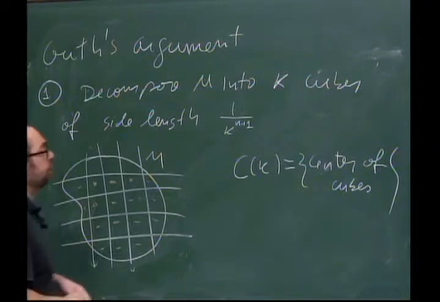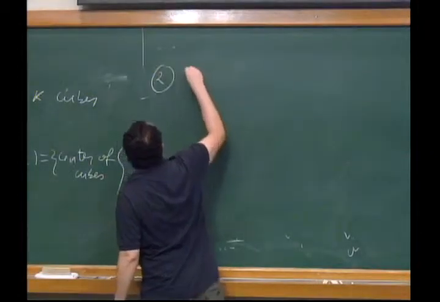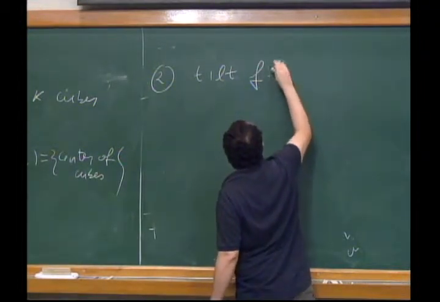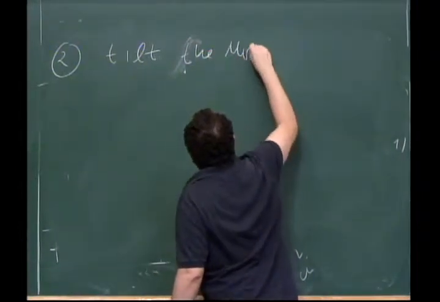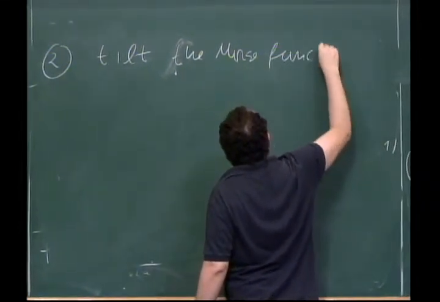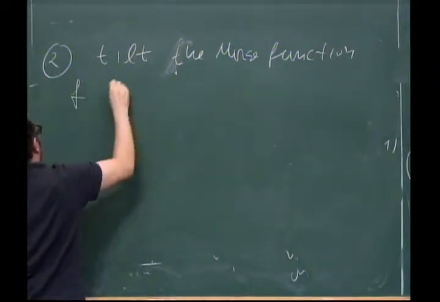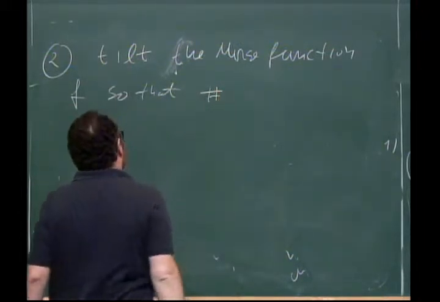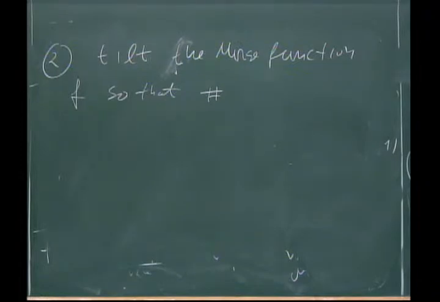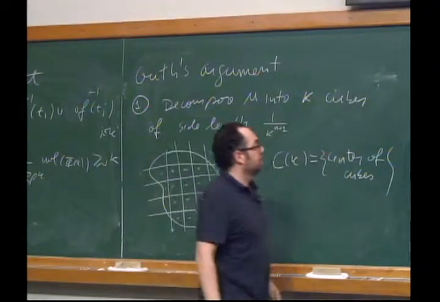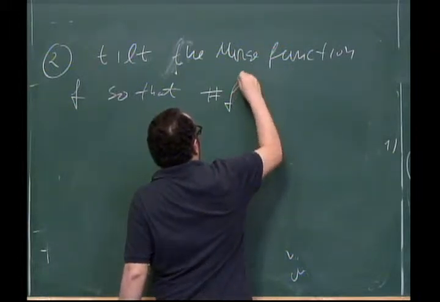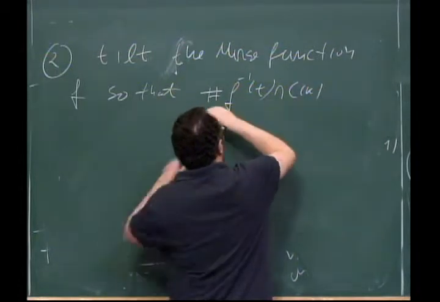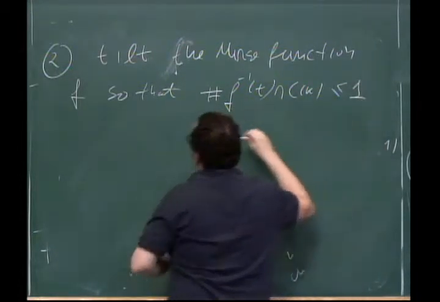And so on. So now the second step is to tilt the Morse function f, so that each level surface of f intersects at most one center of all the cubes, so that the intersection of a level surface of f with the centers of the cubes, the cardinality of this is always less than or equal to 1 for all t.